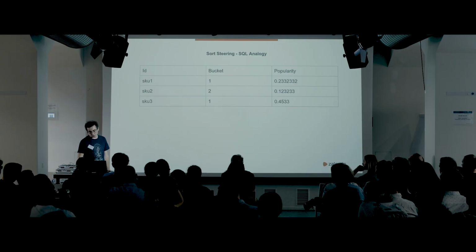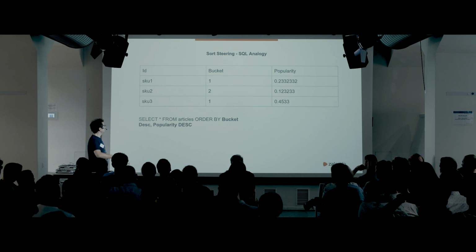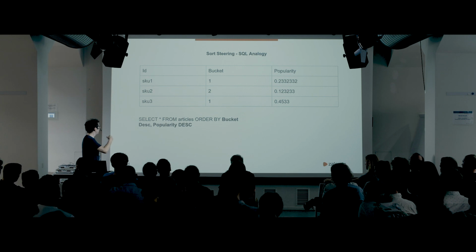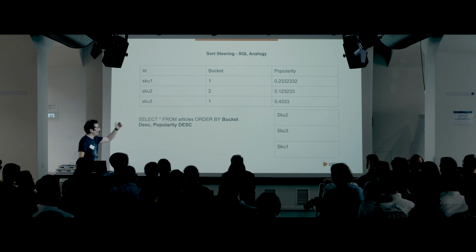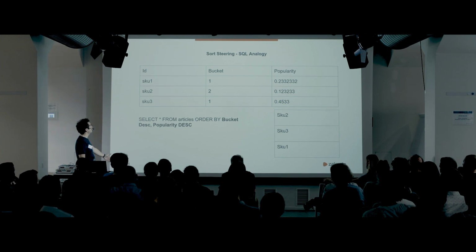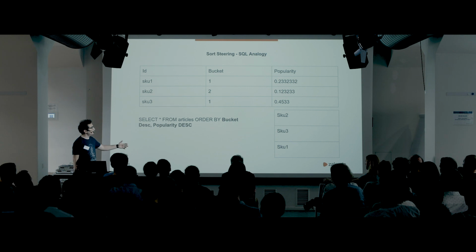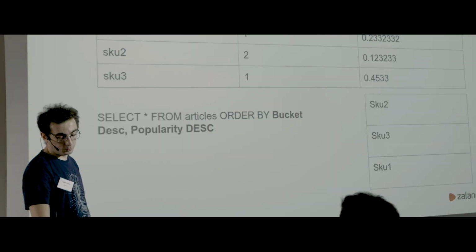The way that we sort without any full text search query is nothing but this: select from the article table and order by bucket descending, popularity descending. So then the sorting becomes like this. SKU2 is on top now due to the business reason, and SKU3 and SKU1 are sorted by their popularity. But this is quite static. We want to be more dynamic when sorting.